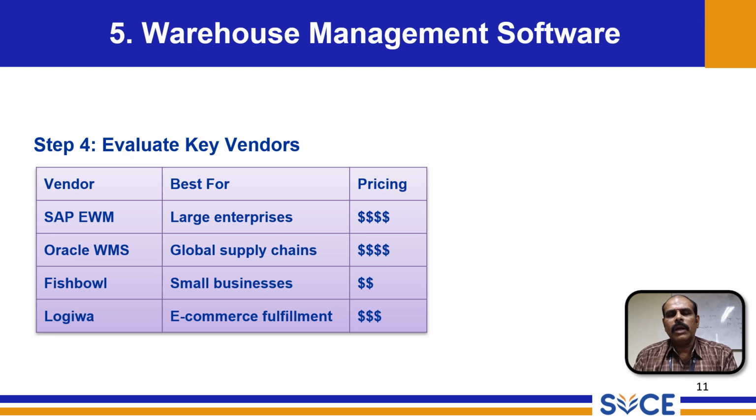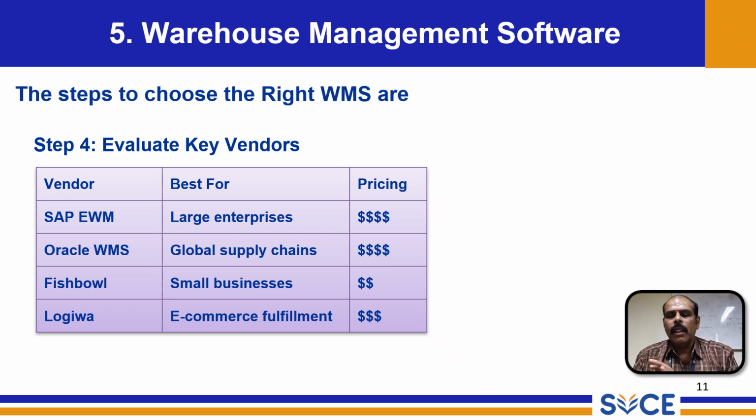Then evaluate key vendors. Definitely it is not at the discretion of the company to develop the software, because they are not experts in it and basically they are not in that business. Their core business is warehousing, automation, or running a warehouse. So what we should do is evaluate the vendors.